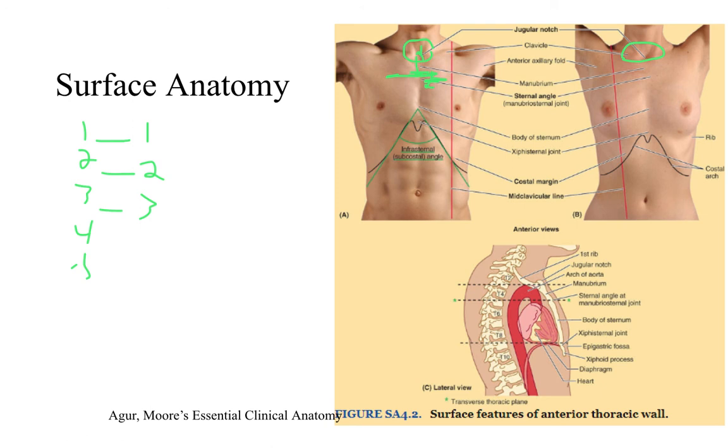All right, so remember that when you are counting ribs and counting intercostal spaces, where the rib is and where that intercostal space is in relation to the rib.